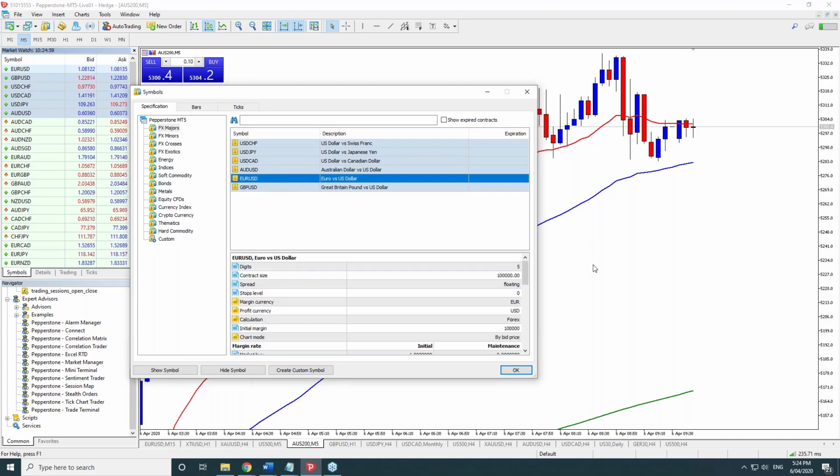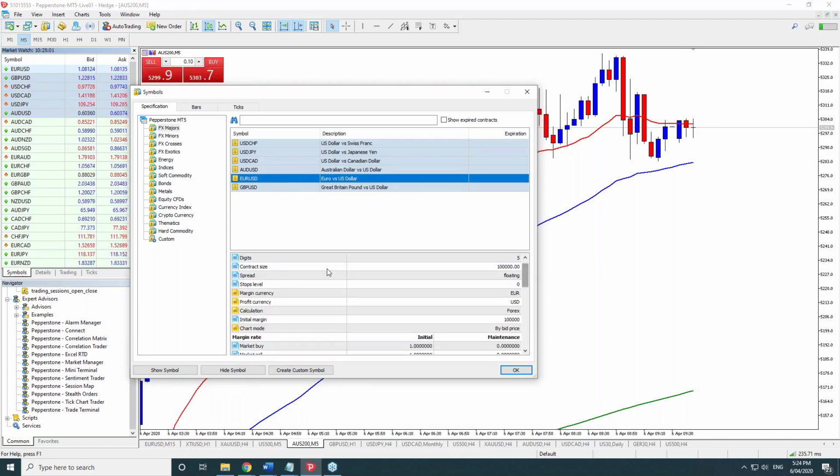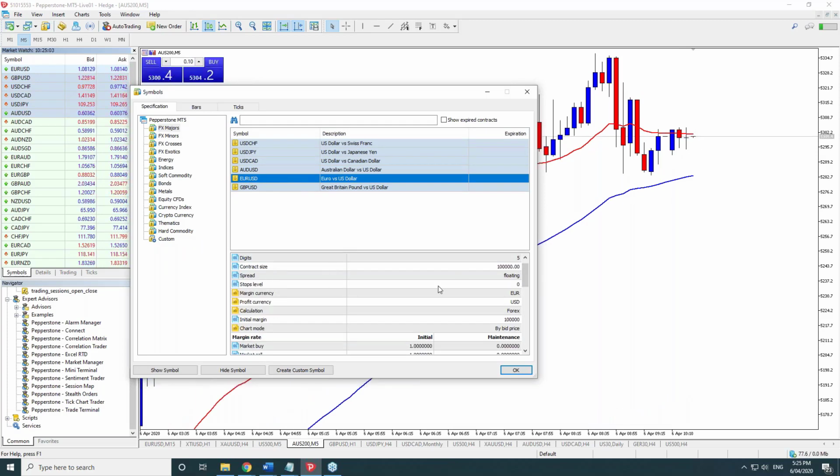So we selected Euro US dollar here, and you can see that we've got all these things in terms of spread, stop level, everything. The most important part of this when you're looking at it is the contract size, okay? So I'm just gonna highlight that, contract size and the size here. So this is $100,000, okay? So a contract size of $100,000 is one contract in terms of the platform. Very, very important, one contract.